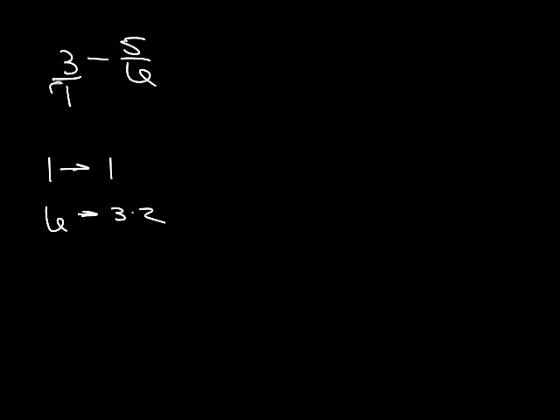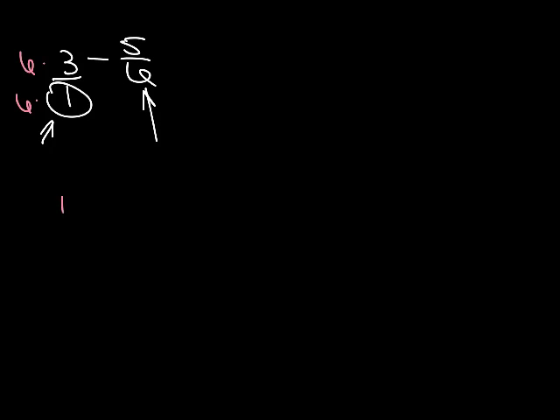Okay, whenever your denominator is a 1, the other fraction becomes the least common denominator, so you don't have to go through all the prime factoring stuff. So if I want this 1 to become a 6, what do I have to multiply it by? 6. So I multiply the top by 6. So this becomes 18 over 6 minus 5 over 6.